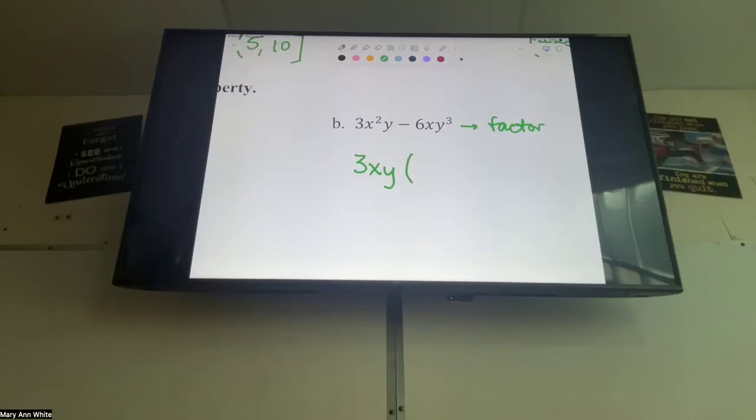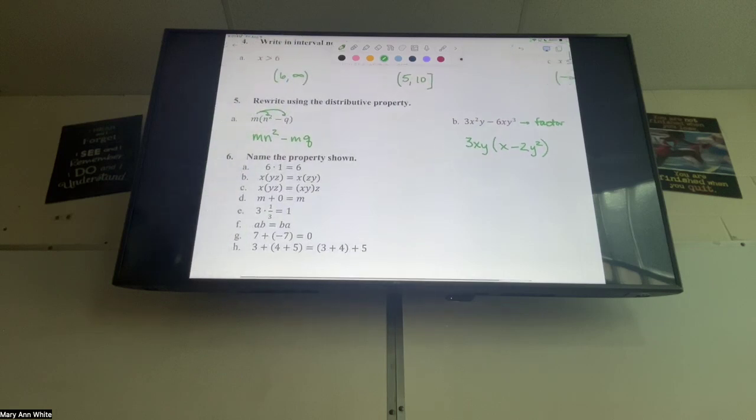So when I take 3xy out of 3x squared y, what's left? Good, x minus 2y squared. Awesome. So we can go both ways. We can distribute in or we can factor out. Okay.